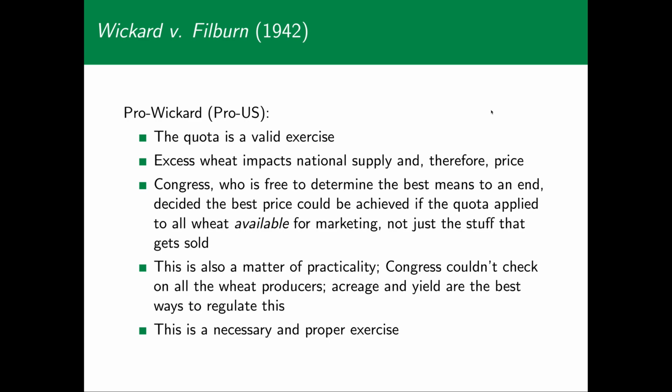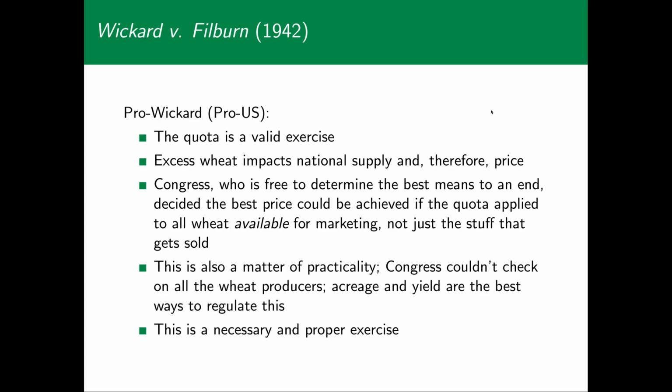So Congress is, because they have the ability to regulate the market, regulate commerce, they also have the ability to determine how to do that the best. Here they decided that the quota should be on all the wheat available, not just the stuff that gets sold. So they decided, we're not going to tell Filburn, hey, you can grow 8 acres and sell it and do whatever you want with the rest. We're going to say you can only grow 11, and with that 11 you can choose what to do. He still could have fed his family and his livestock with some of that 11. He just couldn't grow more.